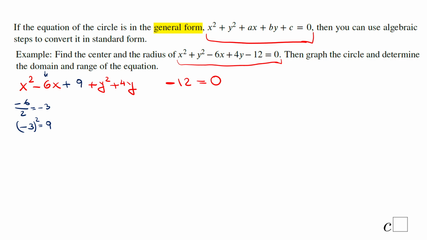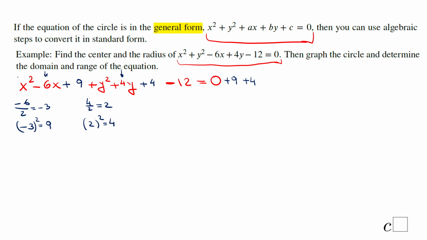Since we add 9 here on the left side of the equation, we have to add 9 here on the right side. Very similar we're going to do with the y. You notice we have this 4 here. We're going to do the same process. 4 divided by 2 is 2. And then we're going to square this 2 and we get 4. So we're going to add a 4 here, and very similar, the same thing, don't forget, add a 4 here. So that is the thing, it's called complete the square.